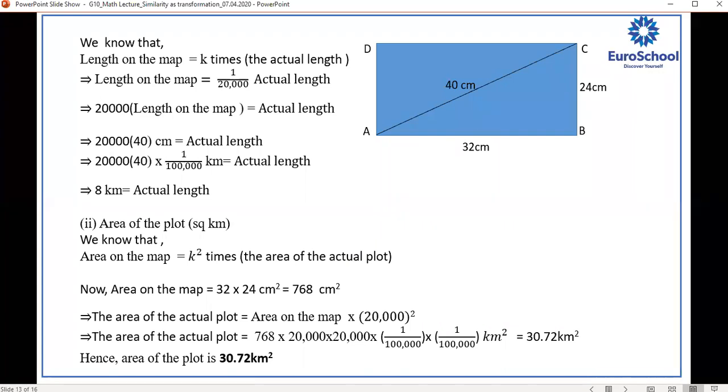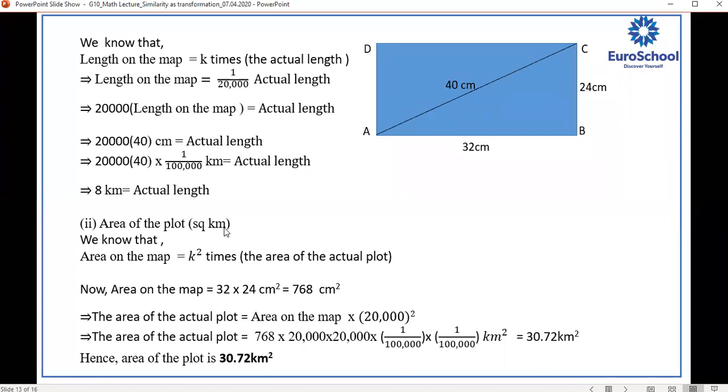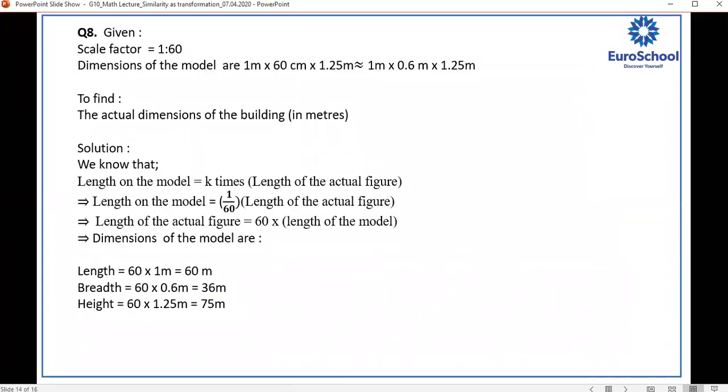Yes, ma'am. Now, question number 8. Second one. Yeah, ma'am, the second question of the 7th. Area of the plot, we just calculated. Area of the plot is 30.72 kilometers square. We just did it. Okay. Any doubt here in question number 7? No, ma'am. Okay. Now moving to question number 8.